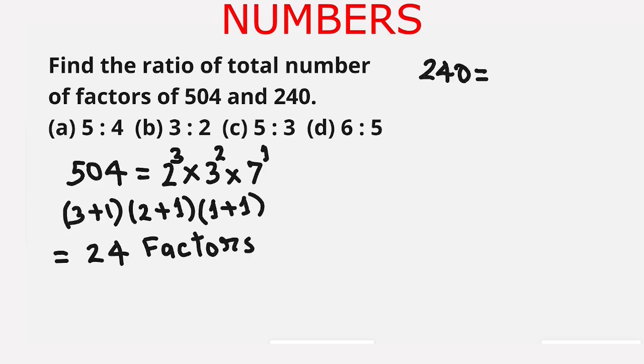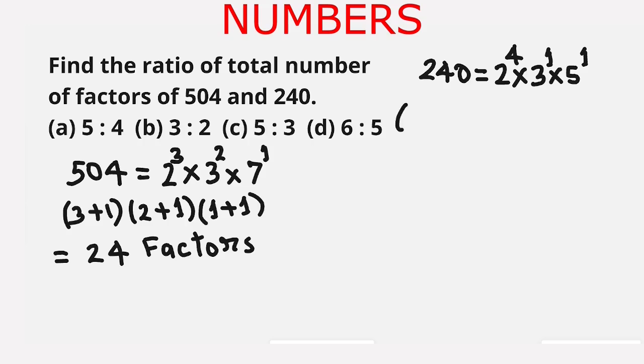The prime factors of 240 are 2 to the power 4 multiplied by 3 to the power 1 multiplied by 5 to the power 1. Now we can find the total number of factors of 240. We have to add 1 to each power of prime factors.